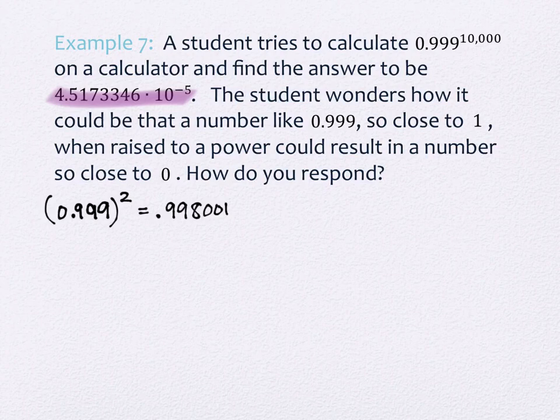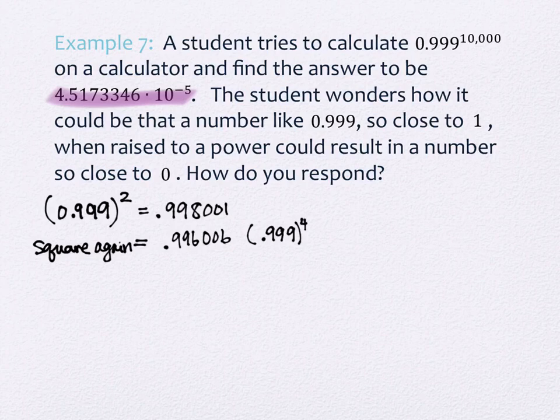So in essence, what I'm going to do right now, I'm just going to write it down in words, is that I'm going to square it again. So what I'm actually squaring is the 0.998001, and I'm going to write it with 6 decimals. This will give me 996006. I actually have that same 0.999, and if I raise it to the 2 twice, 2 times 2 is 4. This is 0.999 to the 4th.